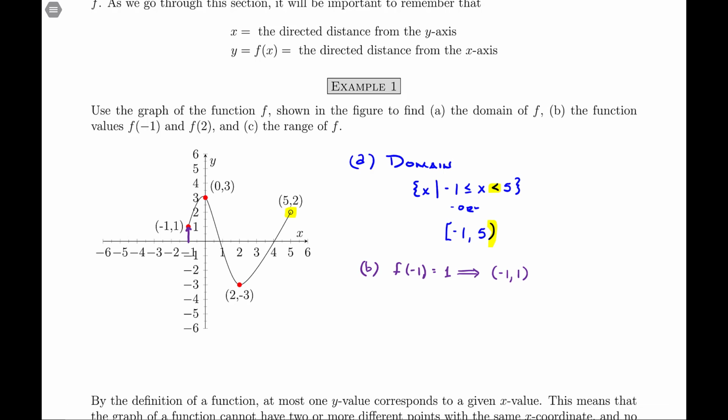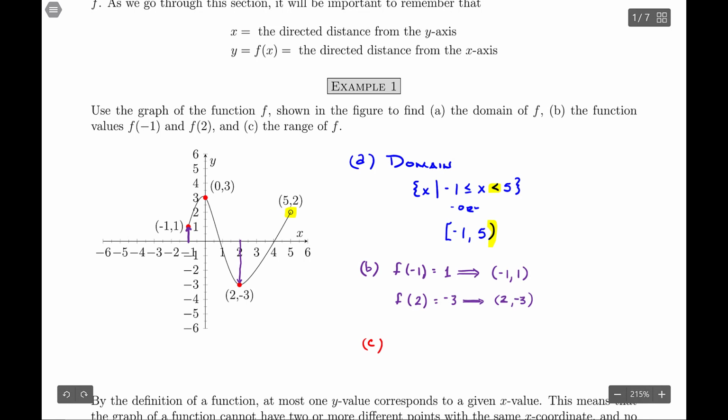For f of 2, we do the same thing. We go to +2 on the x-axis. In this case, we go down to that y value, and it is -3, which corresponds to the ordered pair (2, -3).